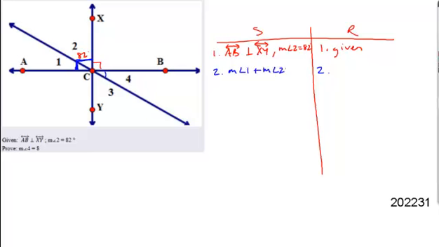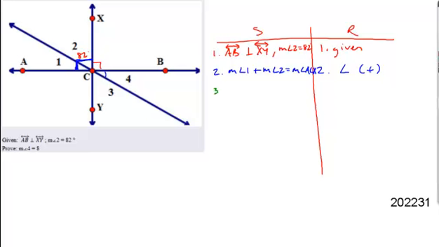Measure of angle 1 plus the measure of angle 2 is equal to what angle overall? You can't just go straight to it's equal to 90. In a formal proof, it takes a few steps to get there. And so I know that the sum of the parts, 1 and 2, add up to the whole, ACX. What is that justification? This is the example of angle addition.